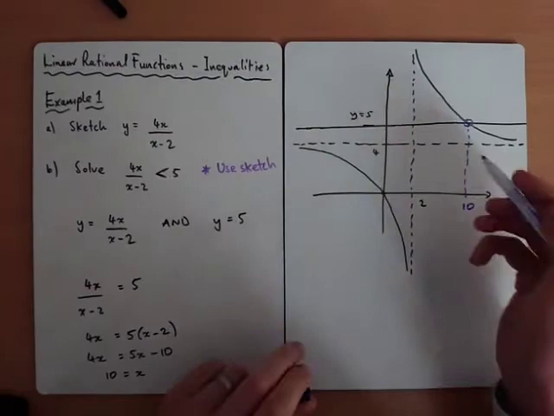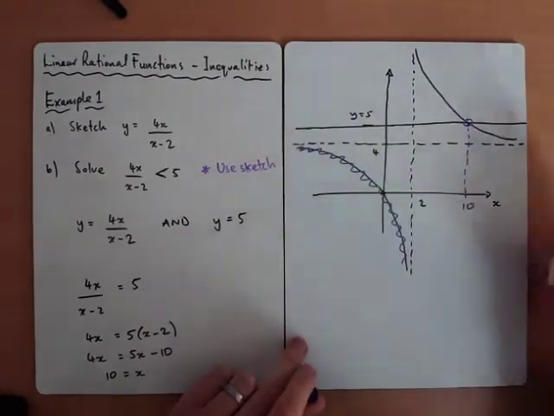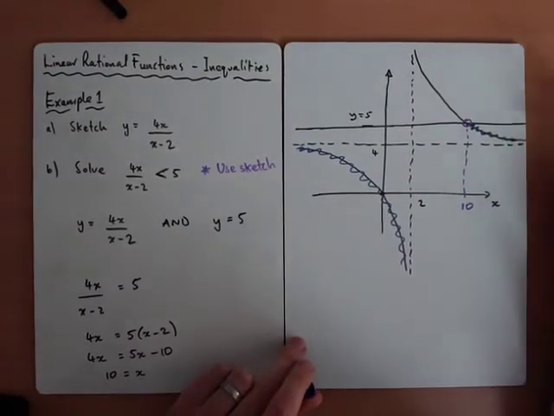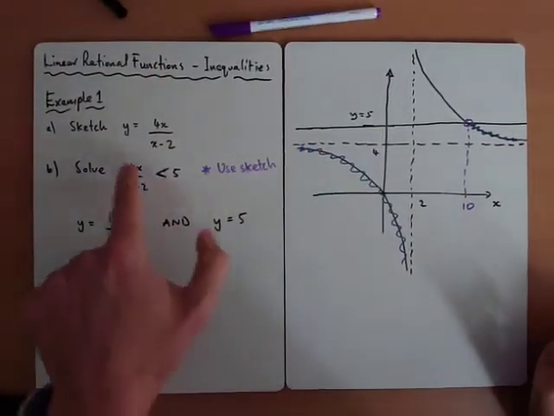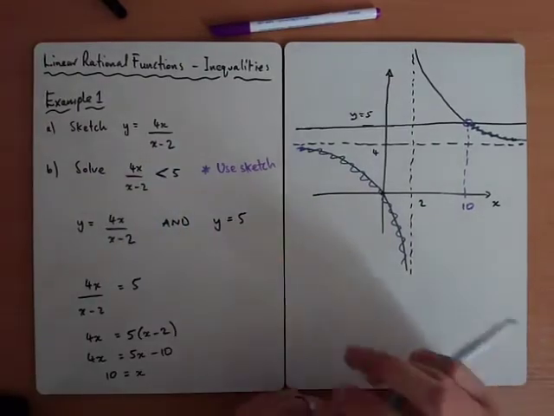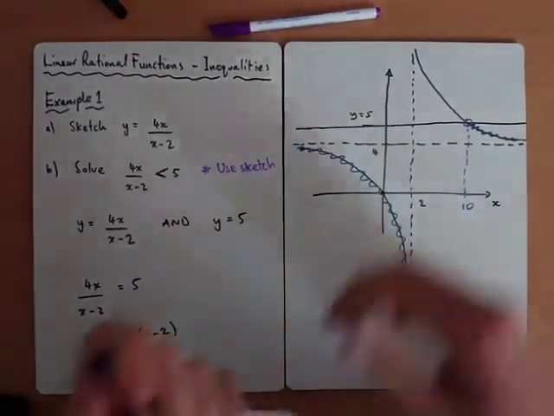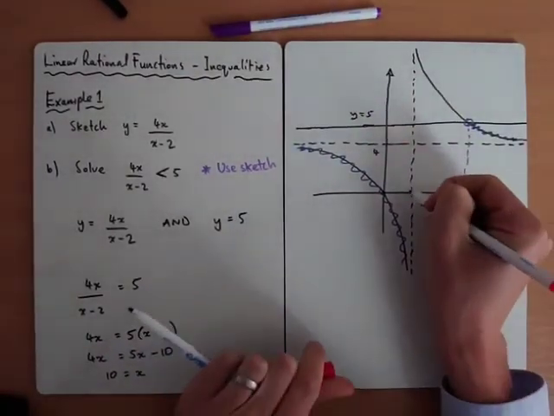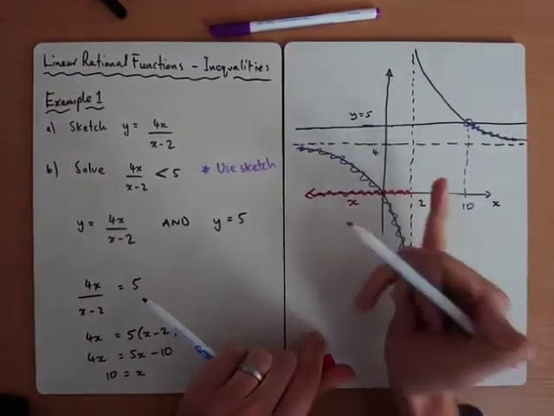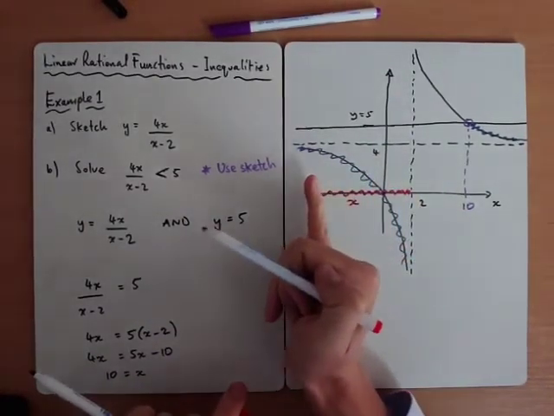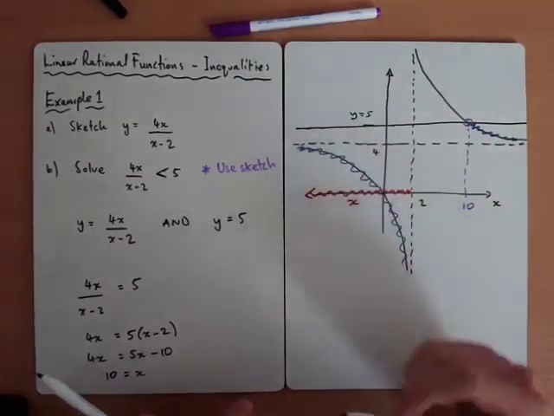Okay, so you can clearly see that all of this part of the graph is below 5, isn't it? And also this part of the graph here is below 5. So the original question was asking us what x values make this less than 5. So all of these x values here are when it's below 5. And if you look at your x-axis, these x values, which are less than 2, are going to give us values for the function that is less than 5.